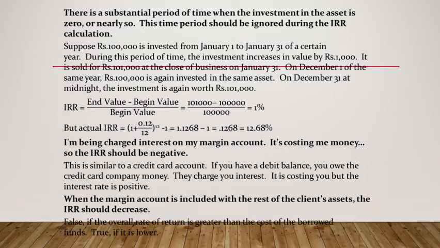That is wrong. And the last misconception is when the margin account is included with the rest of the client's assets, the IRR should decrease. So this is also not true. If the overall rate of return is greater than the cost of the borrowed funds, then it is wrong. It can be true if and only if the rate of return is less than the cost of capital. So these are some of the misconceptions under IRR.